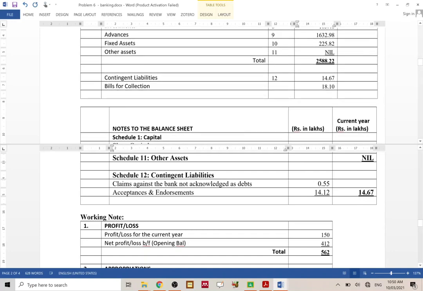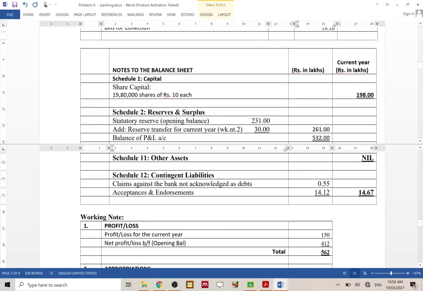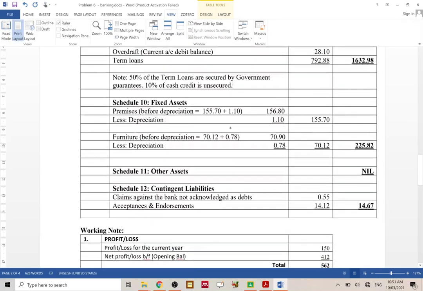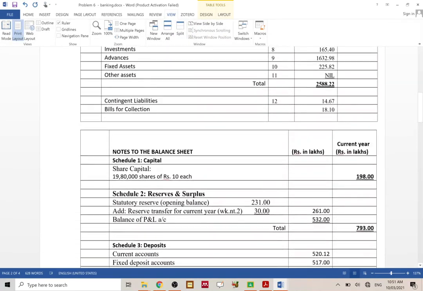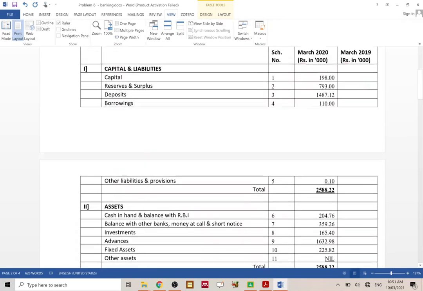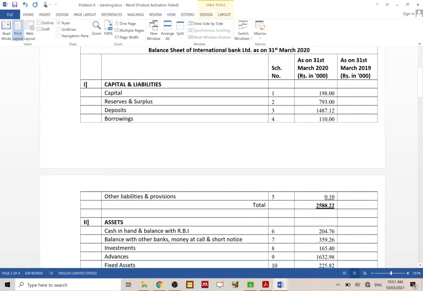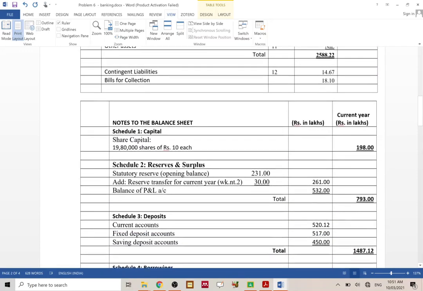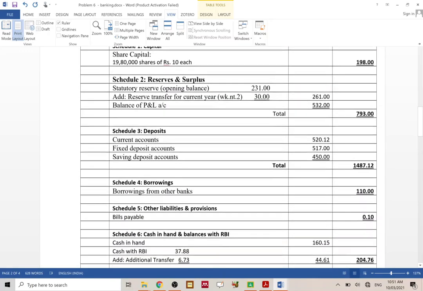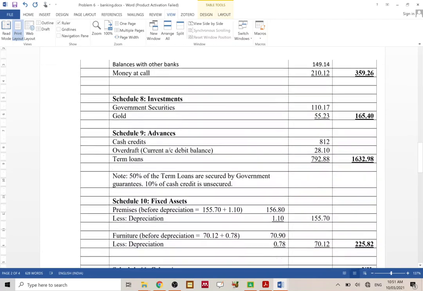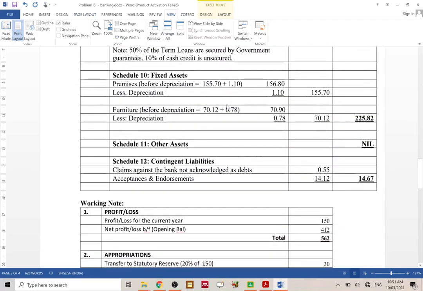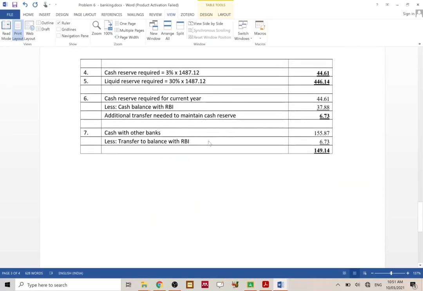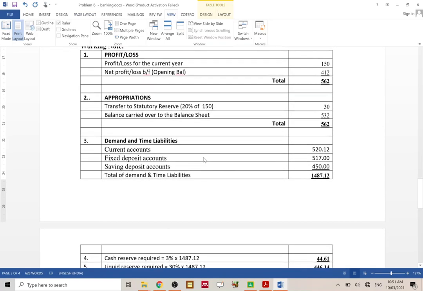So that's our balance sheet, along with all the notes to the balance sheet. You just run through it once. This is what you've got, a complete balance sheet right up to here. And of course we have the notes to the balance sheet. So this is problem number 6. I've done it in a separate file, and these are all the working notes to the balance sheet.